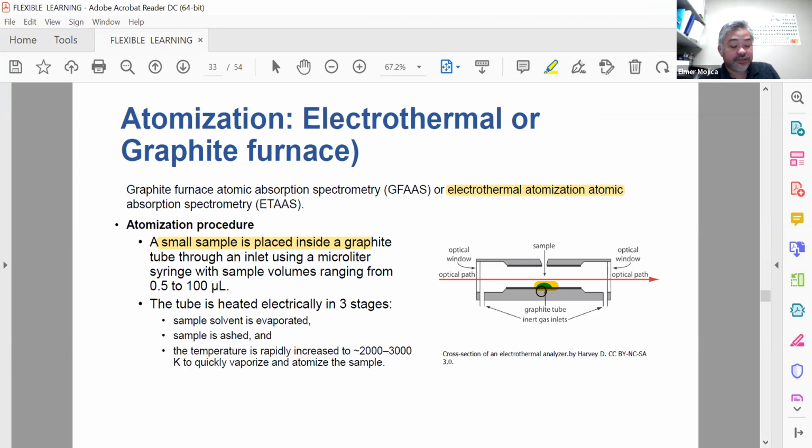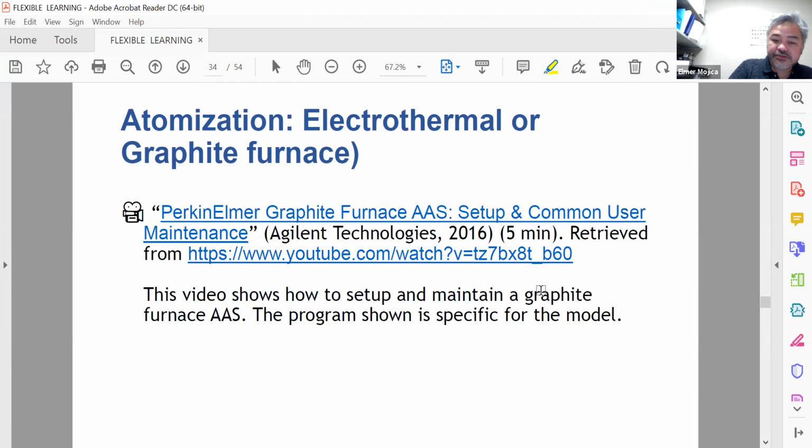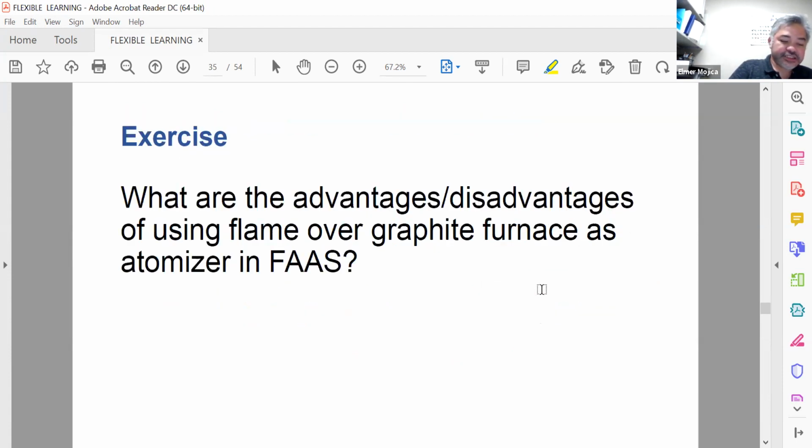to quickly vaporize and atomize the given sample. You can look at the video here on how to set up and maintain a graphite furnace. And then we will discuss this during the synchronous meeting.